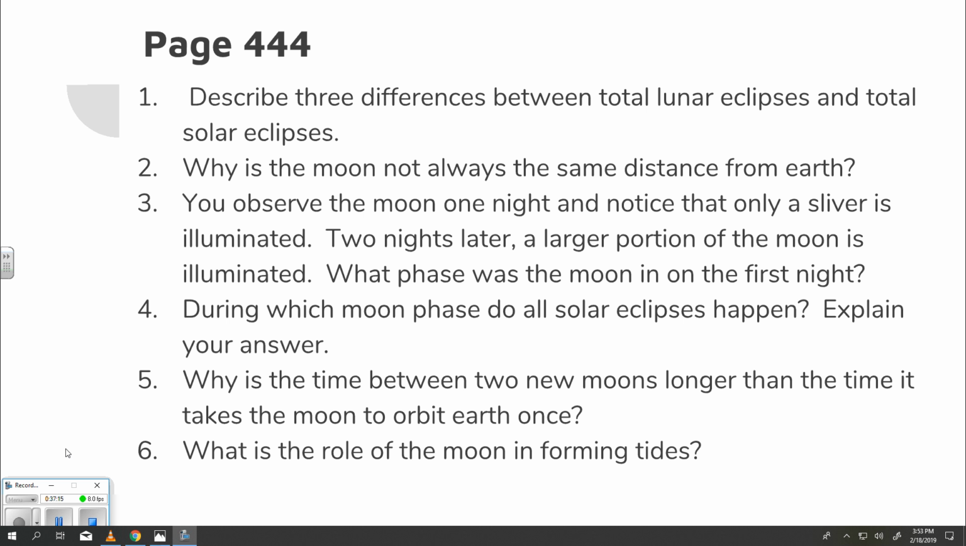Question 6. Answer can be found on page 443. Tidal bulges form due to the moon's gravitational pull on the ocean's water.